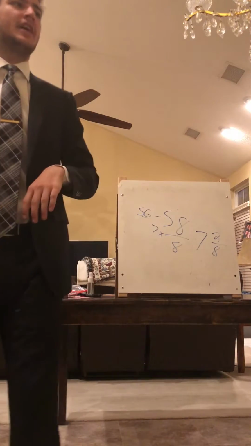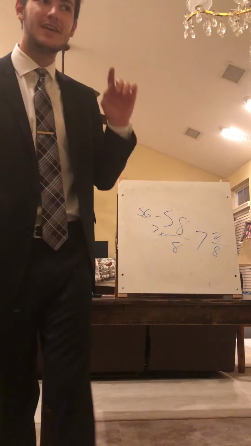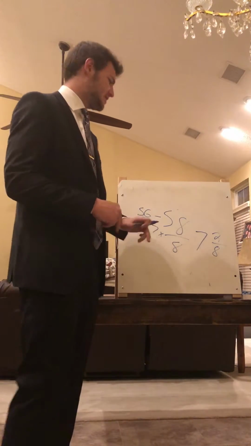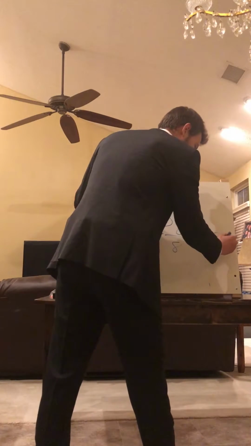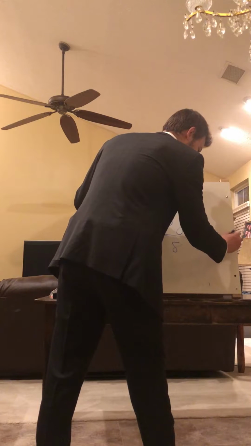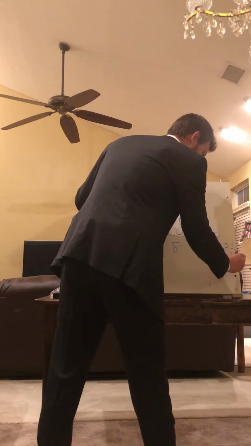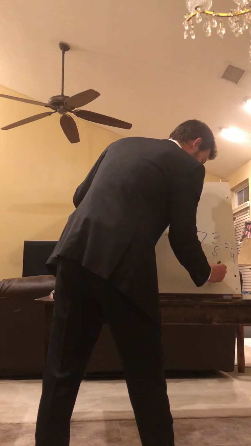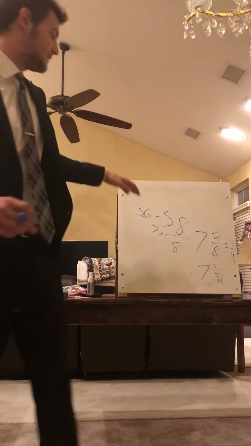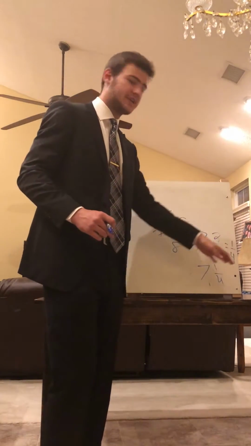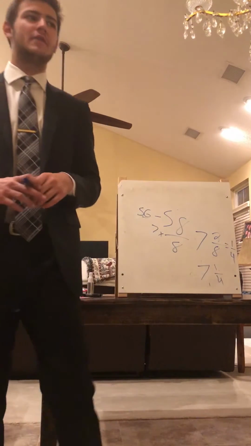All right, done, right? Wrong. What do we have to do? Melissa? That's right, we have to simplify our fraction. This simplifies down into 1/4, so our final answer is 7 1/4. So from 58 over 8, our final answer comes out to be 7 1/4.